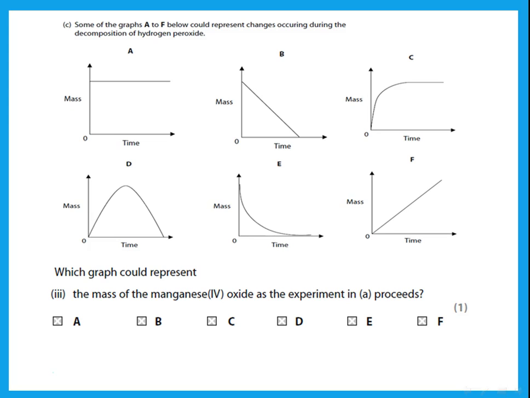The other question with the same graphs asks which graph could represent the mass of manganese oxide. Remember that manganese oxide is a catalyst. The definition of a catalyst is a substance that speeds up the reaction without being used up. That means if I start with a certain mass of manganese oxide, I should end up with the same mass. So which graph tells you that? The graph where the curve is a straight line. Okay, so that is graph A. Can you see that?